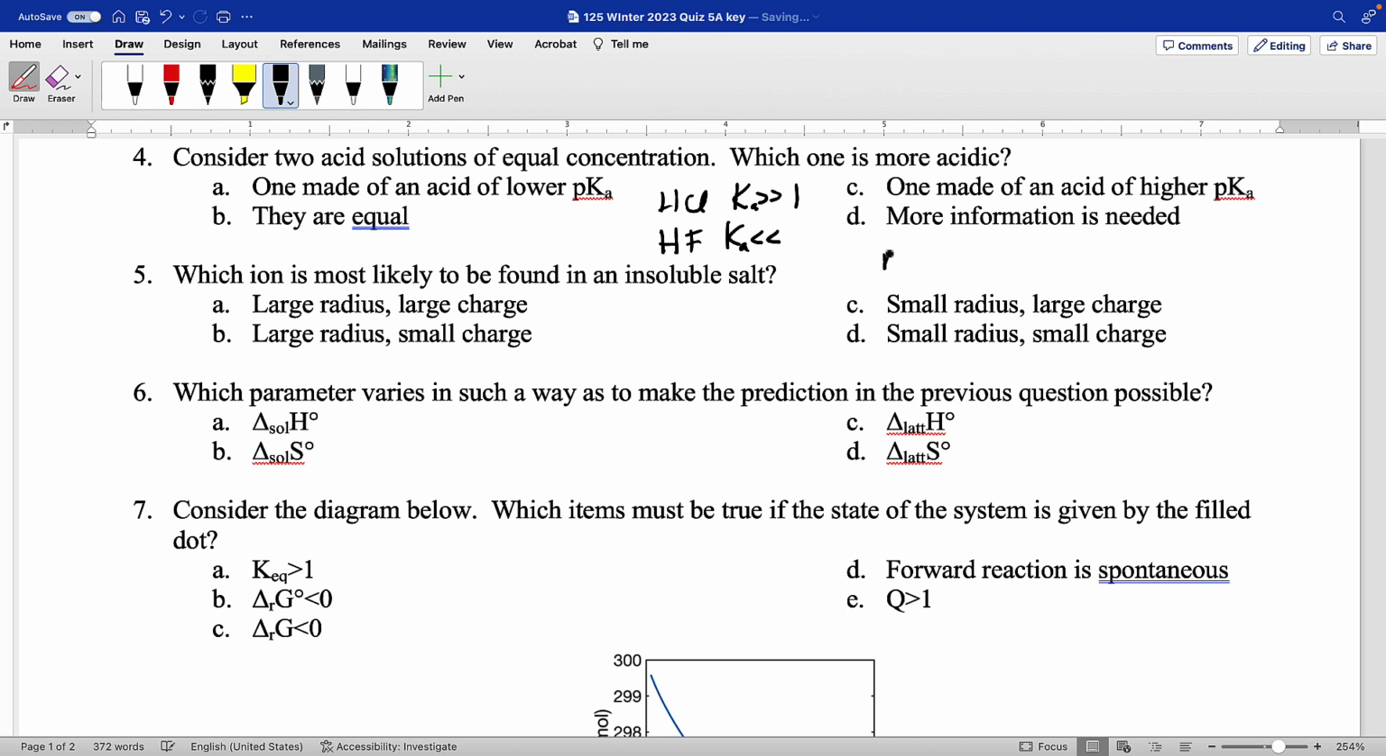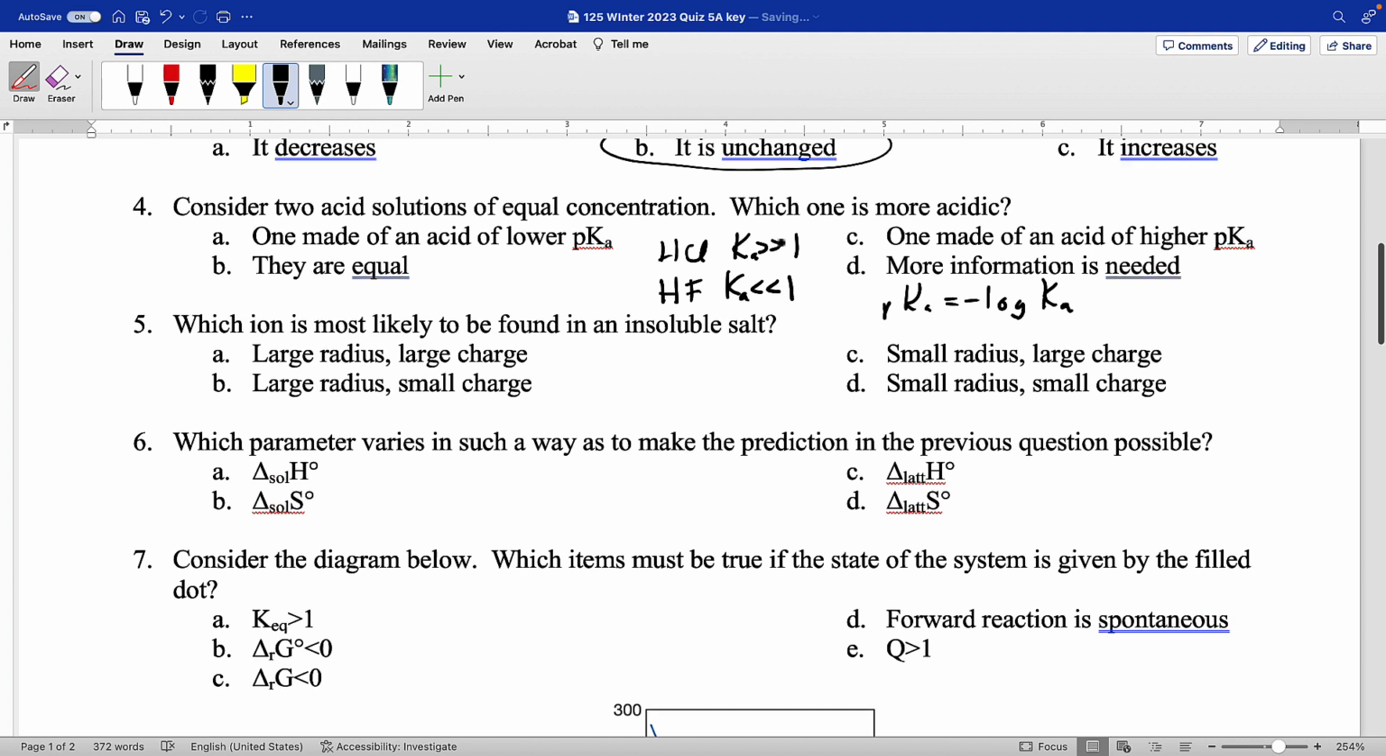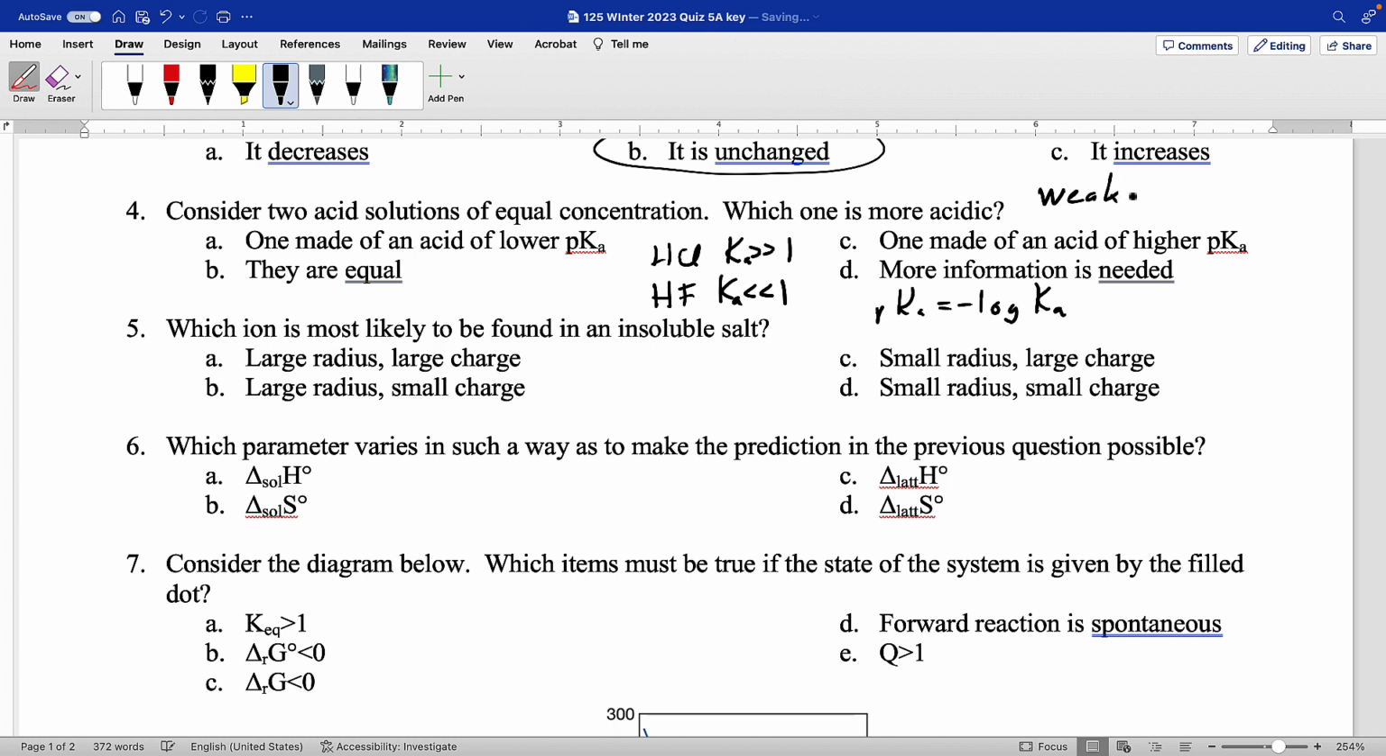Remember that the pKa is equal to the negative base 10 logarithm of the Ka. So if we have a weak acid, a really weak acid, the Ka for dissociation is going to be a small number. If we take the log of a small number, we're going to get something negative. And the negative and negative is positive, so pKa is going to be a positive number. And the weaker the acid, the more positive the pKa.